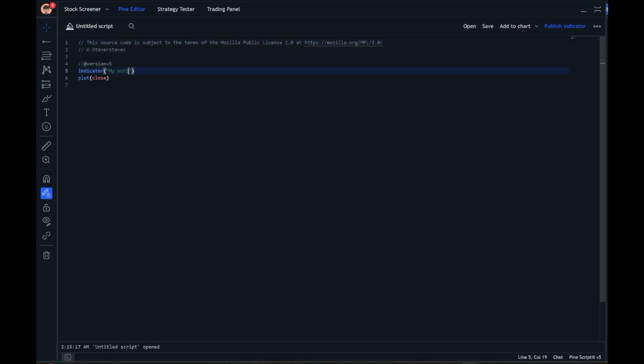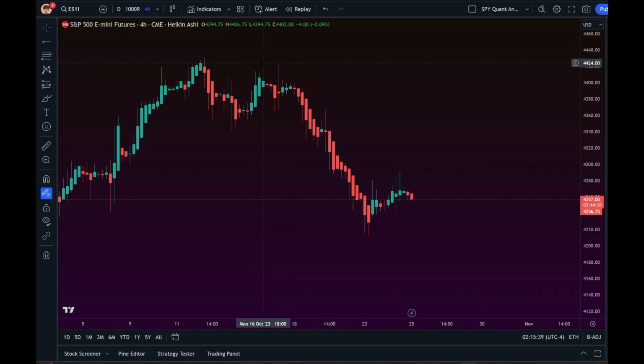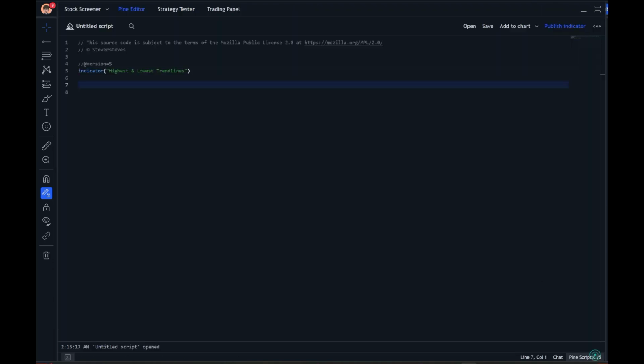We can call it whatever we want. Let's call it highest and lowest trend lines. Okay, so this is something that can help us as quant traders identify these high and low wicks over a set period of time. Okay, so what we want to do is we want to create a function to draw a line from our high and our low wicks.